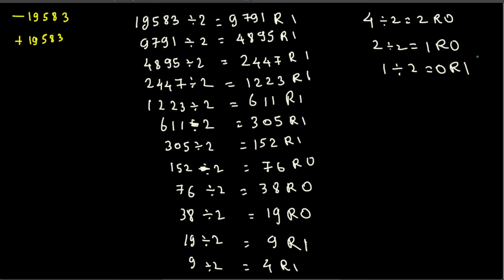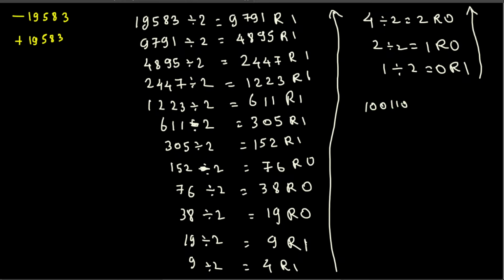Okay, so once we get this, we stop right there. Read from bottom to top. That is 1 0 0 1 1 0 0 0 1. How many ones? 7.